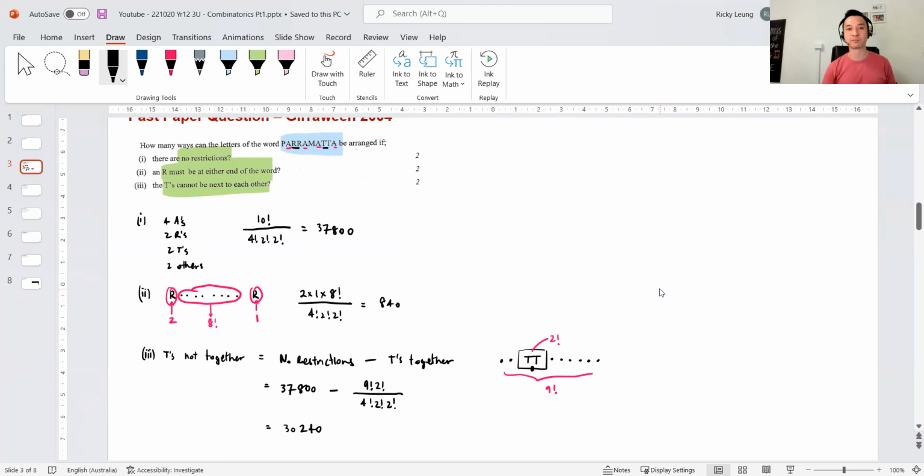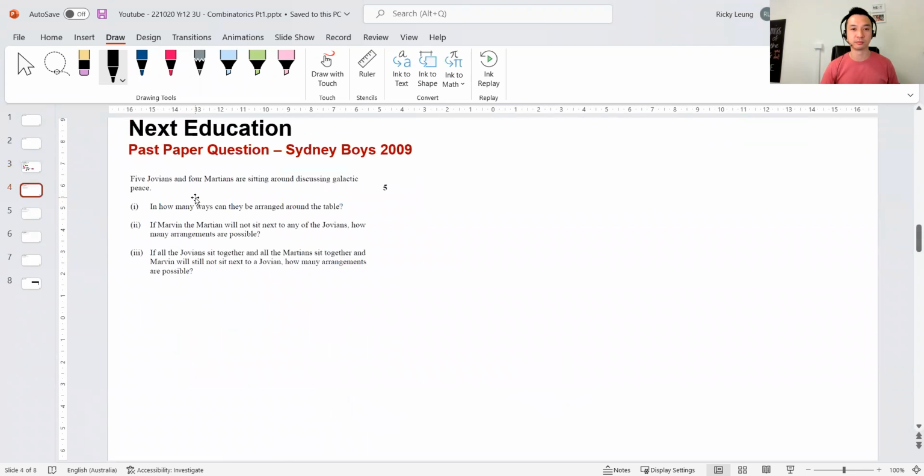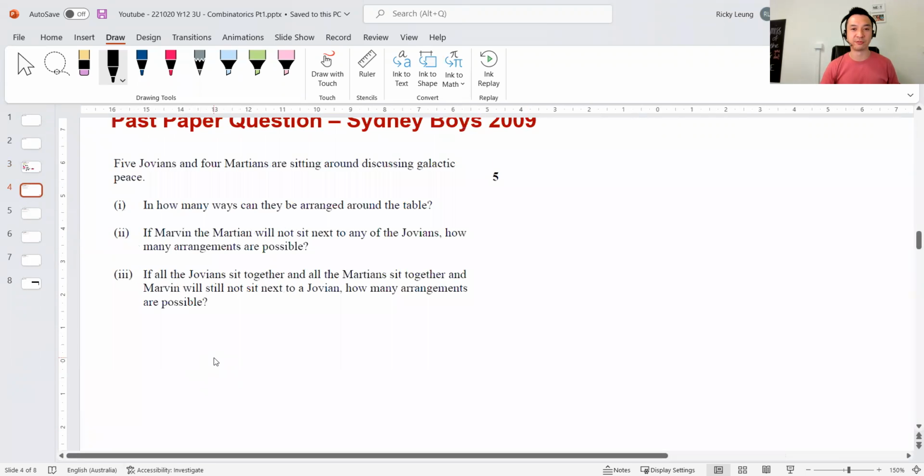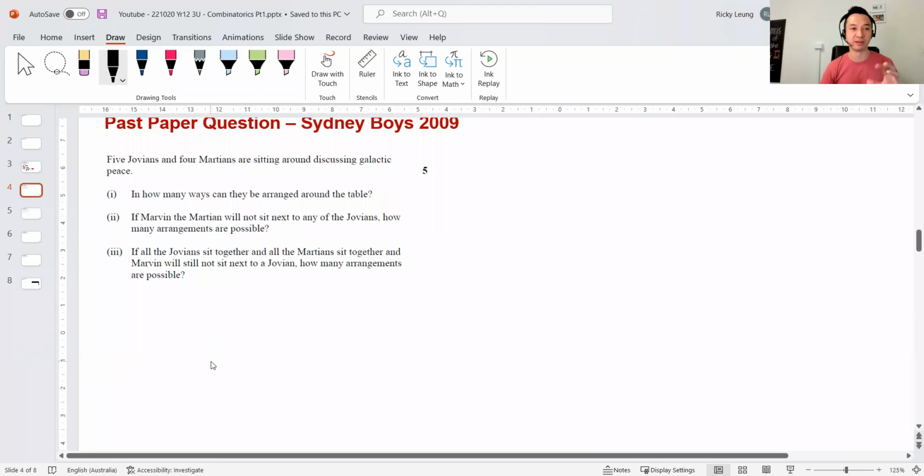Hopefully that's okay. Now, let's do one slightly more advanced, right? So that was Giraween. Now, Sydney Boys, for those that have done past papers, you don't forget one like this. 5 Jovians and 4 Martians are sitting around discussing galactic peace, right? In how many ways? So 5 J's, 4 M's, right? In how many ways can they, that's unrestricted, right, be arranged at a table, so a circle, right?